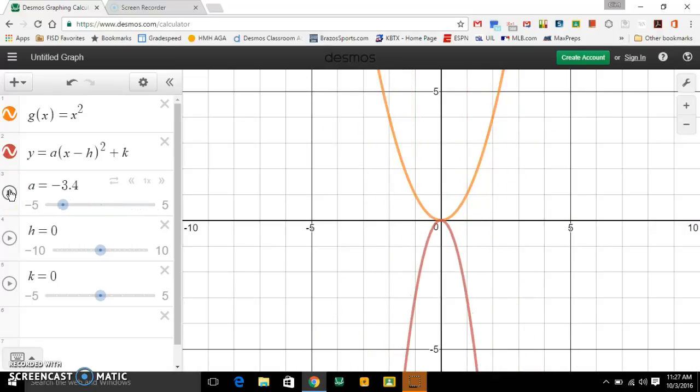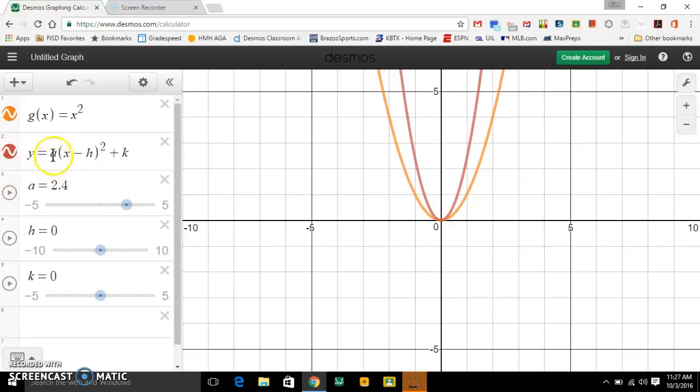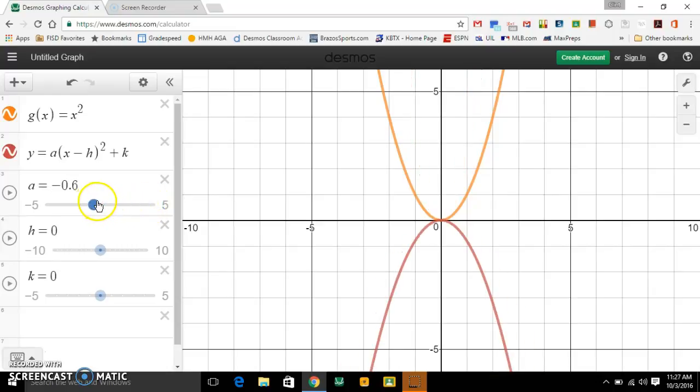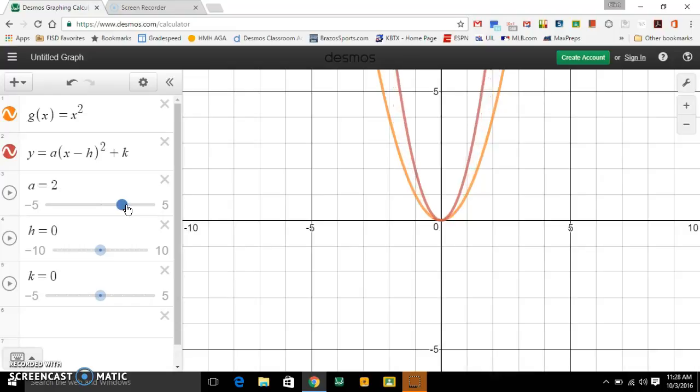A is going to change the graph the exact same way it changed for the absolute value functions. A is going to be a vertical stretch or compression, depending on what value it is. If A is 1, there's no change. If it's greater than 1, as you see, that's a vertical stretch. The graph is getting skinnier.